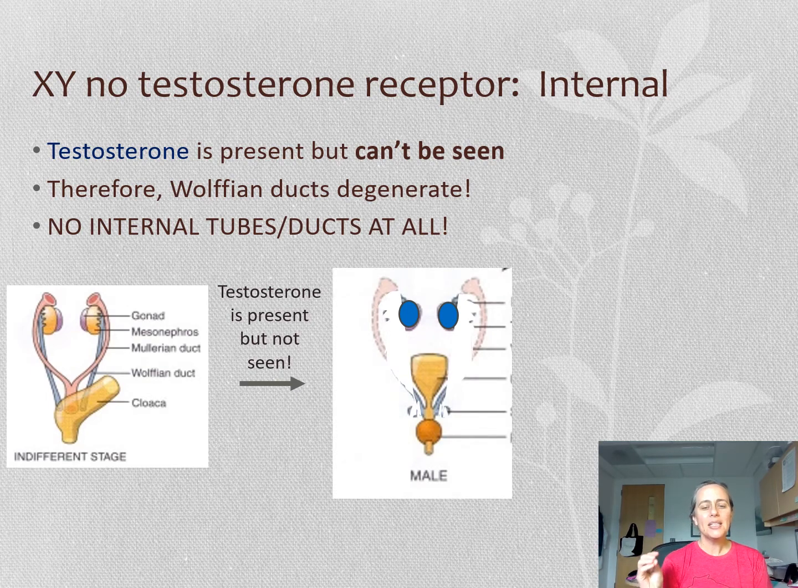So somebody who has androgen insensitivity syndrome, who is XY with no testosterone receptors, is going to have no internal tubes at all. They're going to lose their Mullerian ducts because they made MIS, and they're going to lose their Wolffian ducts because although they made testosterone, the cells couldn't see it because they didn't have receptors for it. So this is the first time things are looking different.